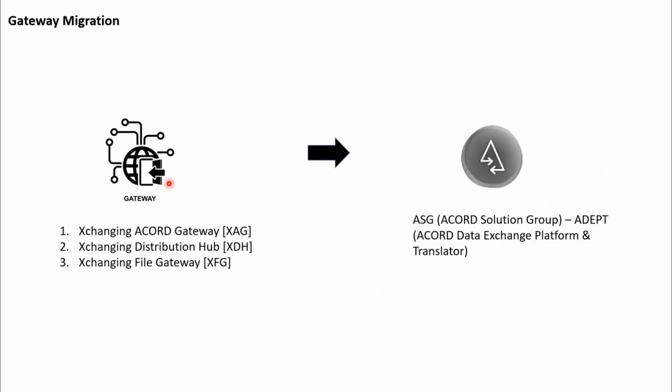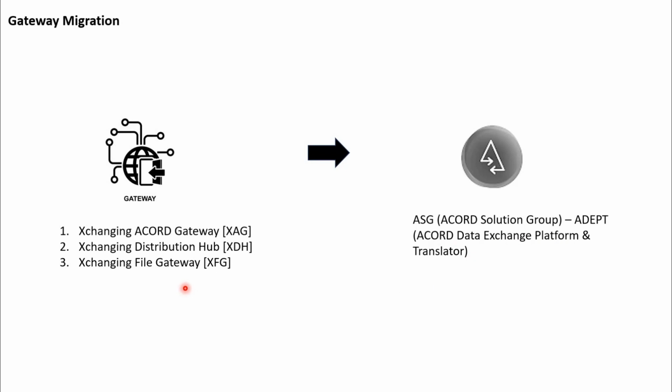So what we are trying to understand is the movement of old messaging infrastructure to the new messaging gateway. Now, what is this old messaging infrastructure? It has three components: XAG, Exchanging ACORD Gateway, Exchanging Distribution Hub, and Exchanging File Gateway. All right, and now all this infrastructure is moving to ASG Adapt. ASG stands for ACORD Solution Group, and Adapt stands for ACORD Data Exchange Platform and Translator.